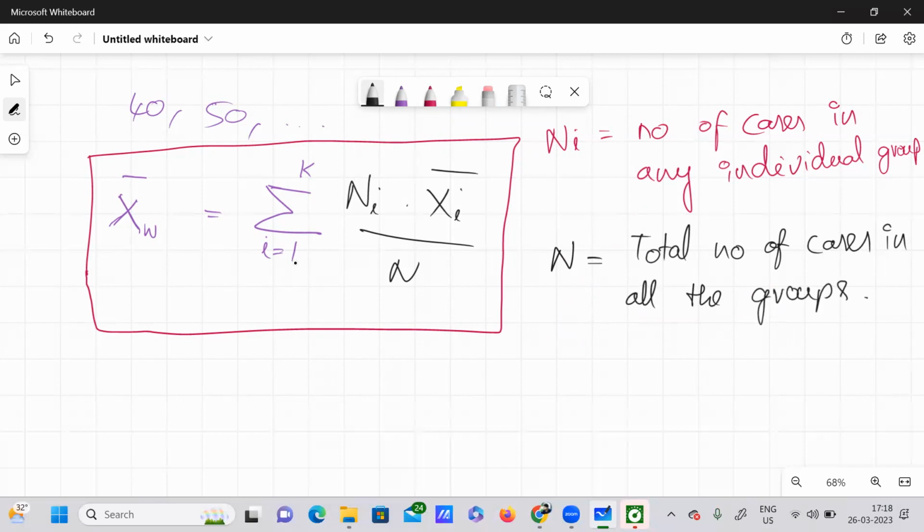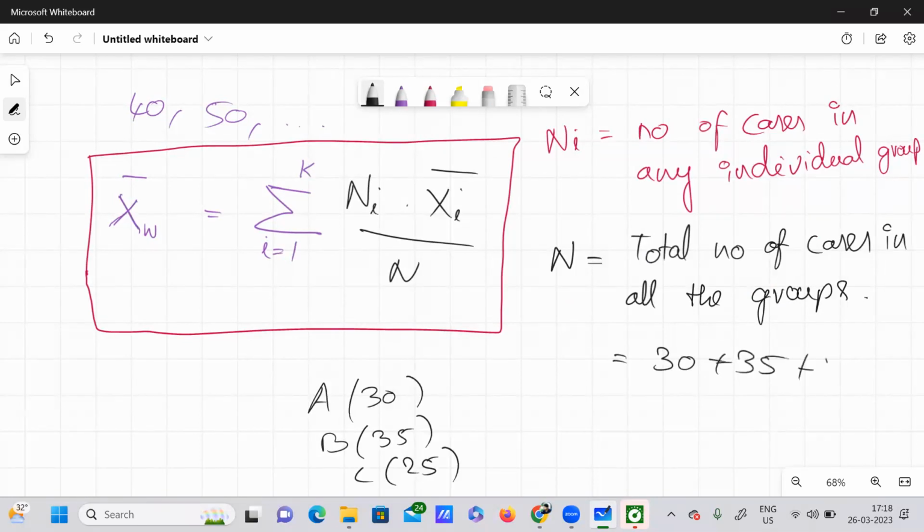What does that mean actually? For example, for A I have 30, for B I have 35, for C I have 25, and I want to compute this capital N. Then it is 30 plus 35 plus 25. So this is the capital N value.